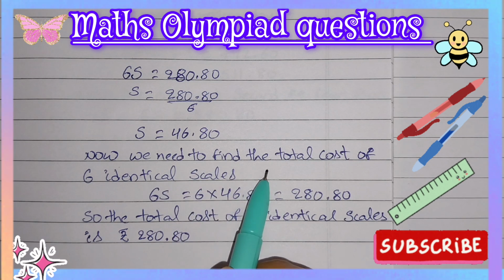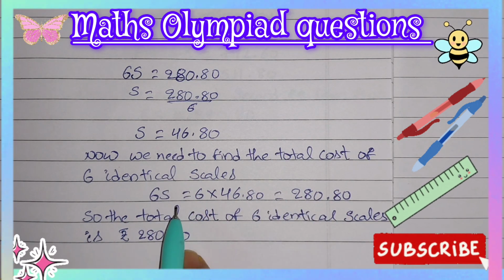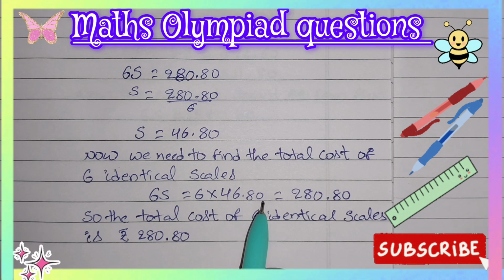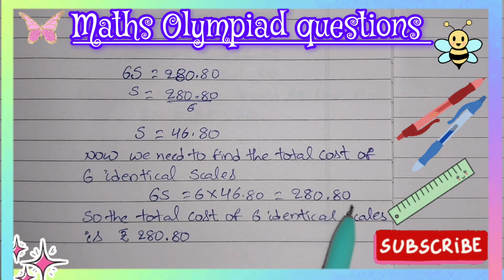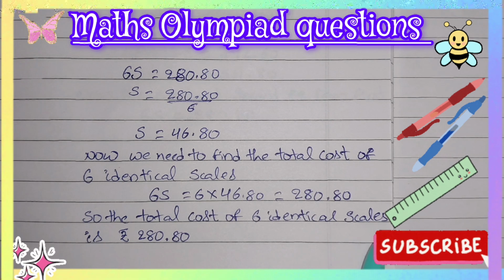Now we need to find the total cost of 6 identical scales. Now we know each scale's cost. 6s equals 6 multiplied by 46.80, which is 280.80. So the total cost of 6 identical scales is 280 rupees 80 paise.